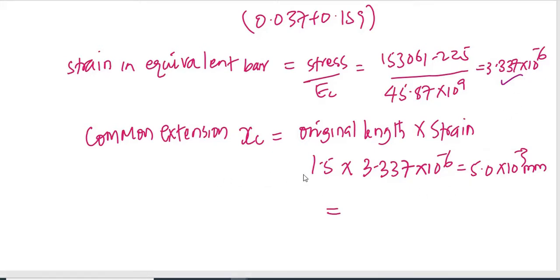What about now the common extension? We know that strain is equal to the extension divided by the original length. So if we want the extension, we just cross multiply. So this will equal strain times original length. If we substitute the original length of 1.5 meters times the strain, which is 3.337 times 10 to the power negative 6, it would give us 5 times 10 to the power negative 3 millimeters, which is 5.0 micrometer.